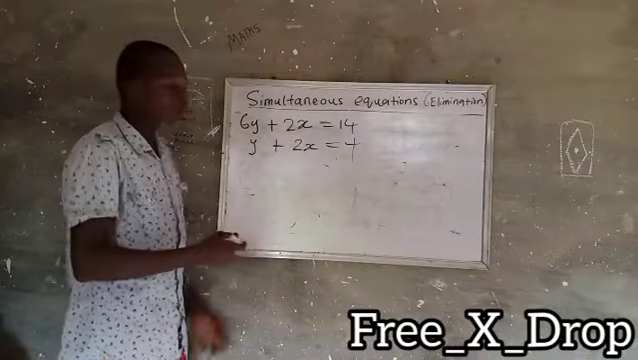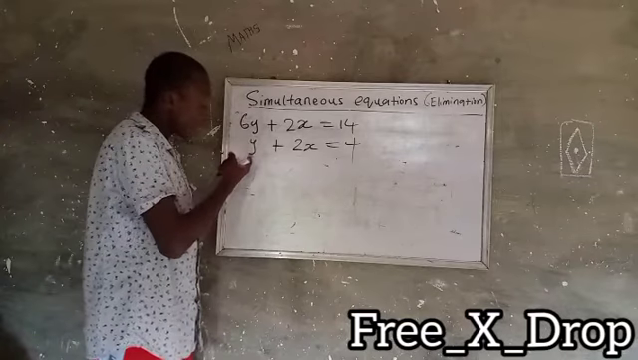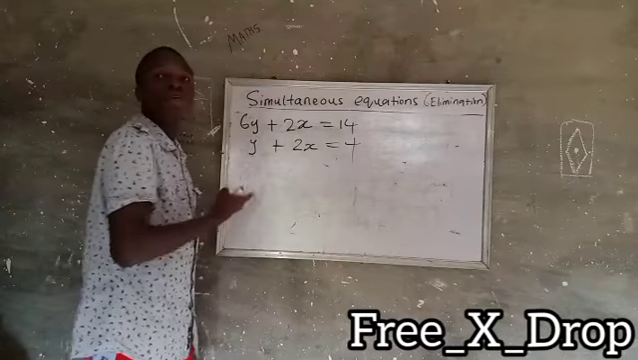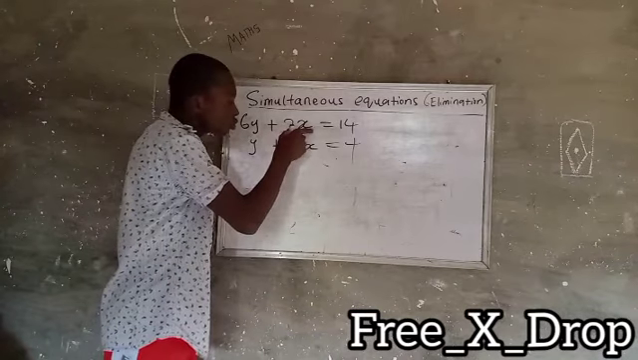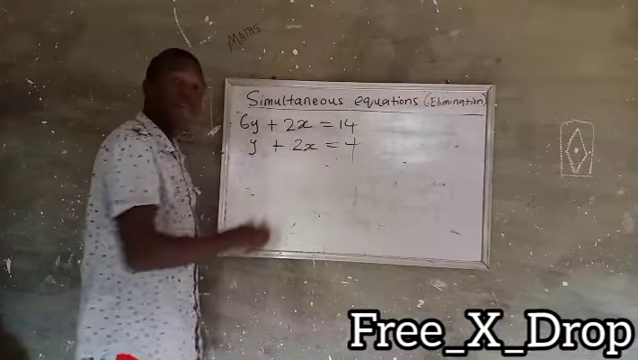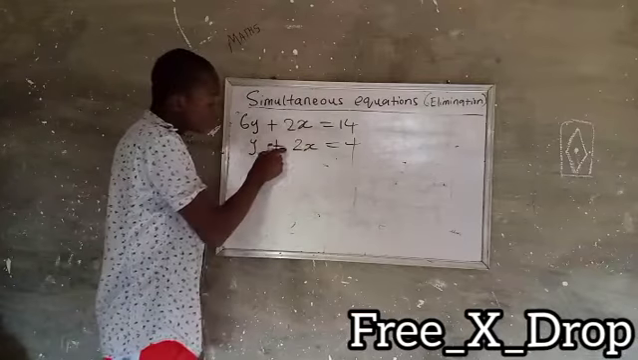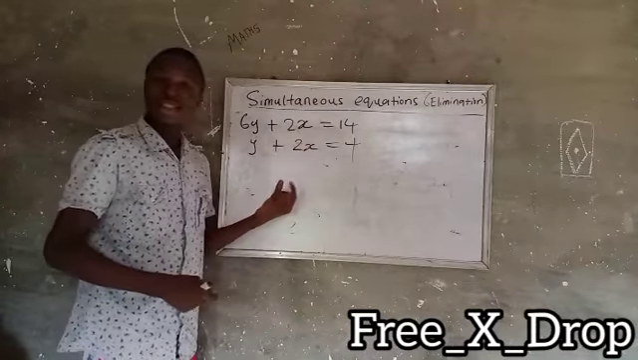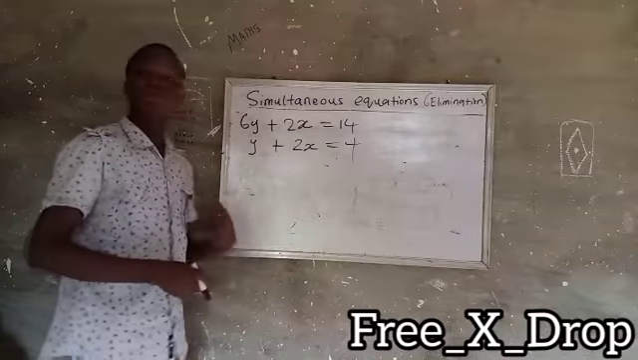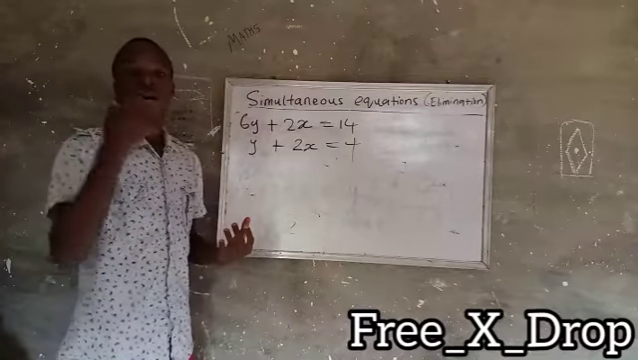So now let's try subtraction. If we use 6y minus y, it will give us 5y. And if we go for 2x minus 2x, it will give us 0. So x is cancelled out. So what do we use now? We use subtraction instead of addition.